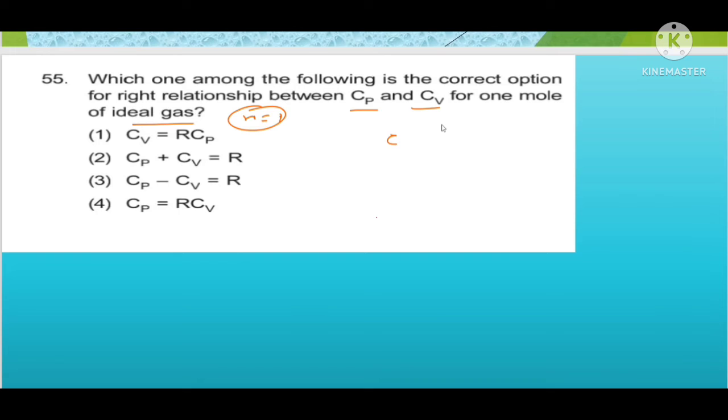It is a direct, conceptual question. Cp minus Cv is equal to nR, but here it is 1 mole, that gives n equal to 1. Then you will get Cp minus Cv is equal to R. This is a conceptual question. So our option is Cp minus Cv is equal to R. Option 3 is our correct answer.